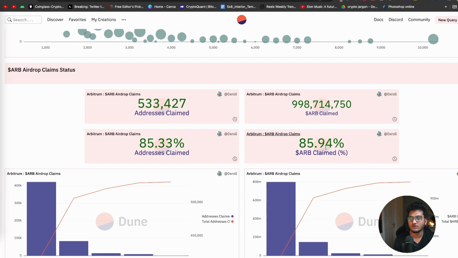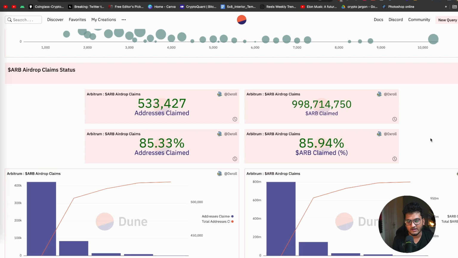So if you know what percent of the airdrop has been claimed, you can see whether the price of Arbitrum is going to stabilize now or we should wait for everybody to claim. So if it was just 5% claimed, that means 95% of people are still waiting to claim their airdrop, and those people can claim and sell.